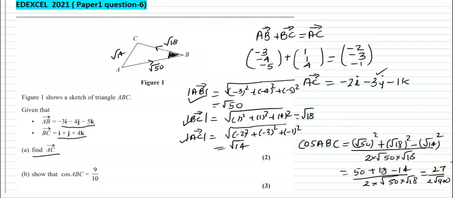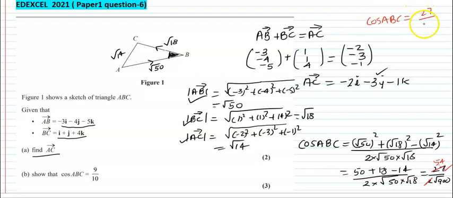Here this 2 is cancelled because it was 54. If you divide it by 2, then you'll get 27. So we got cos of ABC is 27, and the square root of 900 is 30. If you simplify, 3 times 9 is 27, and it is 10. So this is what they are asking. Cos of ABC is 9 over 10. This is what you need to show.